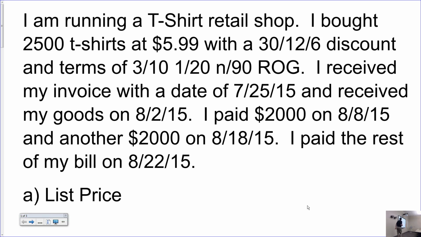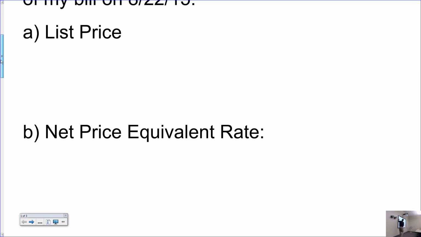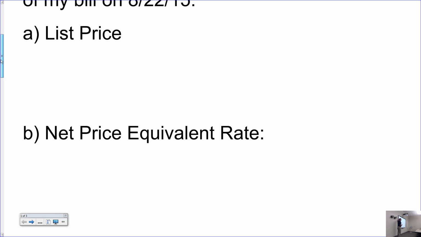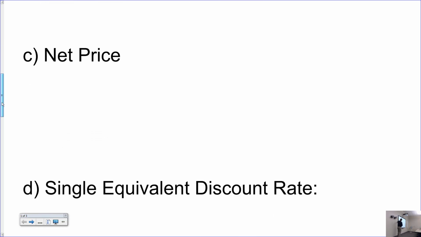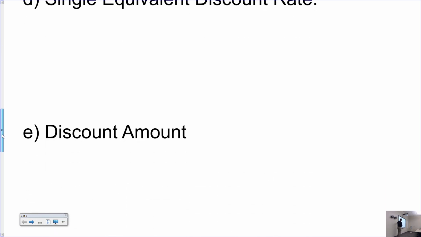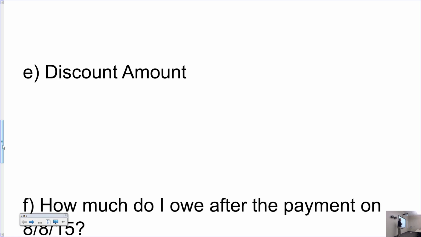All right, so here's our first problem. And folks, this is basically a problem that I pulled right off the test from 4 years ago. This is the type of question that I asked, all right? Now, I have asked every possible question that I could ask on this question, right? So list price, net price equivalent rate, net price, single equivalent discount rate, discount amount, etc. All these sorts of things. I can ask any of them. I will probably ask a subset of them, okay?